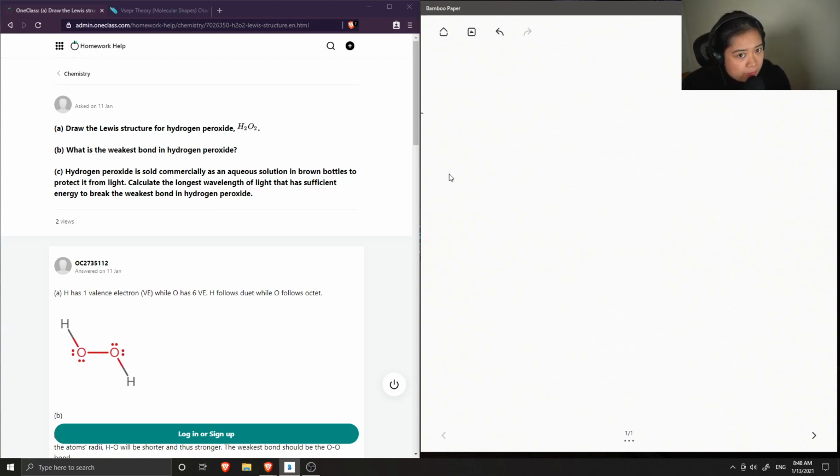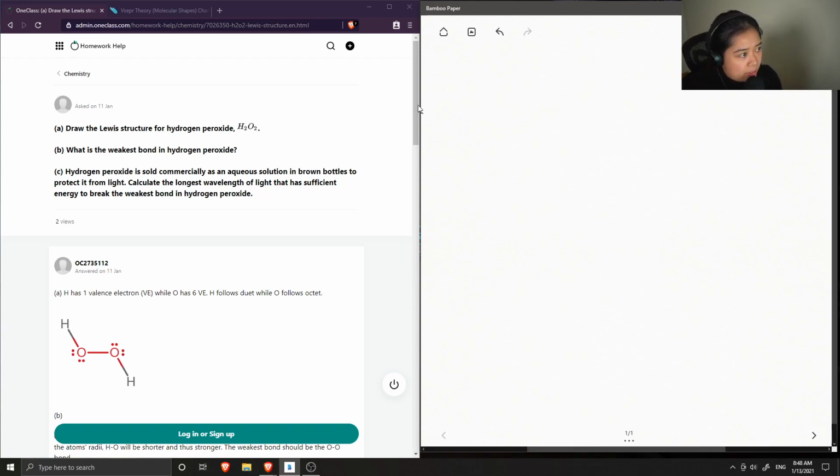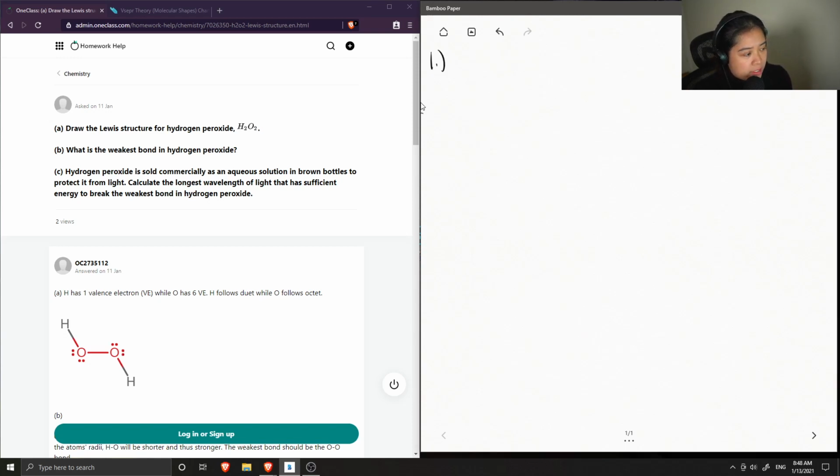Okay, so question 1 says to draw the Lewis structure for hydrogen peroxide. It also asks what is the weakest bond in hydrogen peroxide, and hydrogen peroxide is sold commercially as an aqueous solution in brown bottles to protect it from light. Calculate the longest wavelength of light that has sufficient energy to break the weakest bond in hydrogen peroxide.